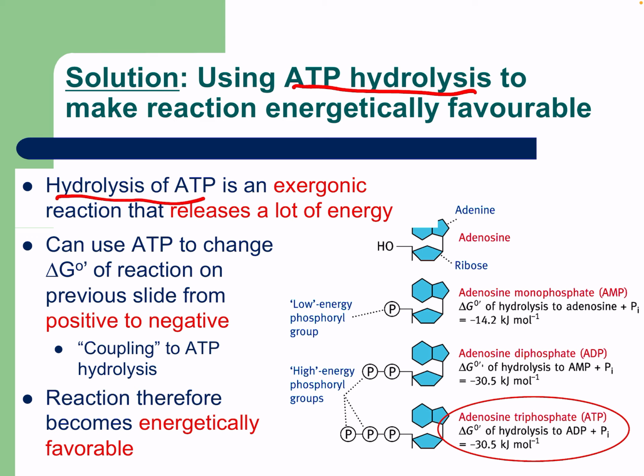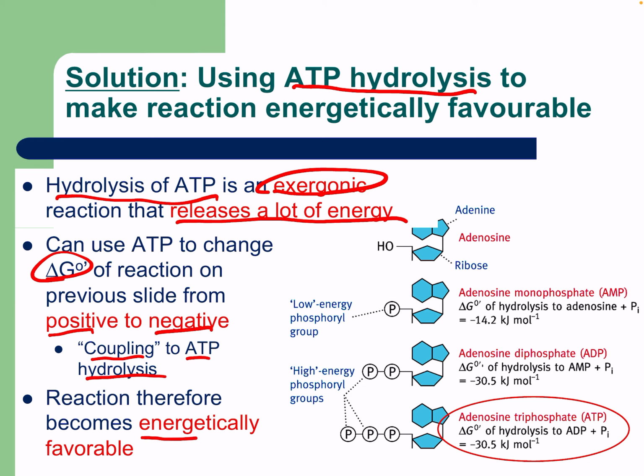The hydrolysis of ATP is an exergonic reaction that releases lots of energy, which we've talked about several times in biology and earlier in our first lecture. So we can use ATP to change the Gibbs standard free energy of the reaction on the previous slide from positive to negative through the coupling of ATP hydrolysis. This is usually called ATP coupling. So this reaction becomes energetically favorable.